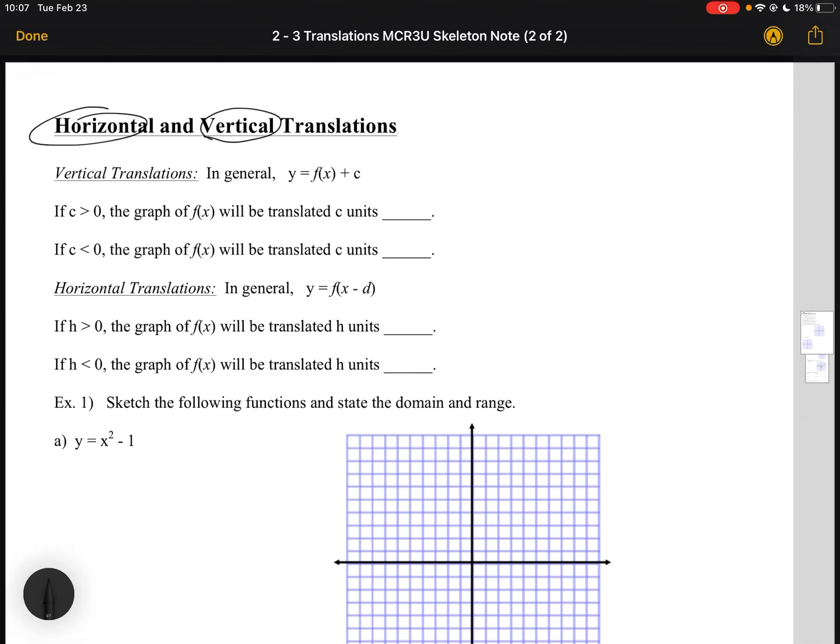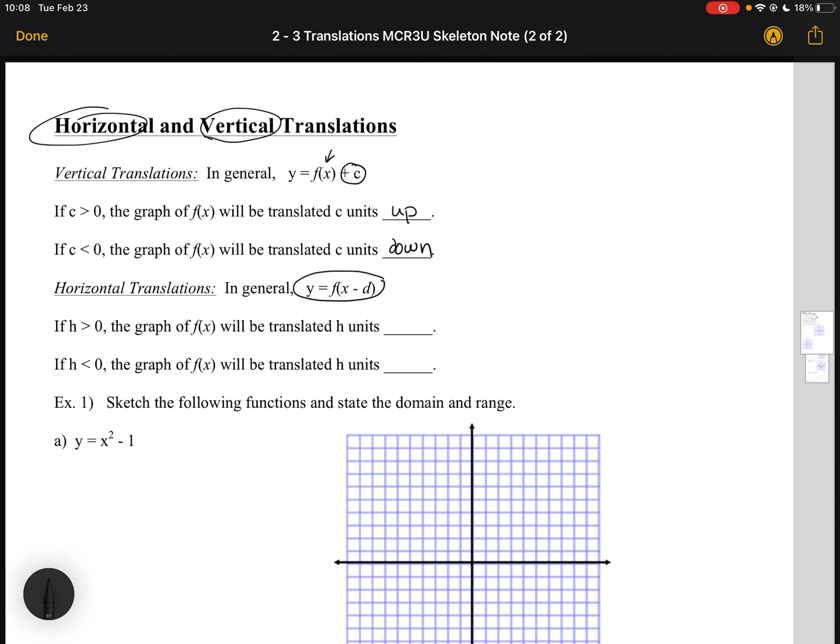So in general, y equals f at x plus c. So this would represent your parent function here. And then we would add on some number for c. If c is greater than 0, the graph is going to be translated c units up. And if c is less than 0, the graph of f at x is going to be translated c units down.